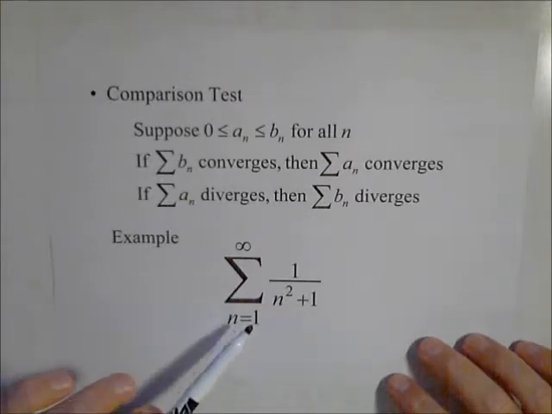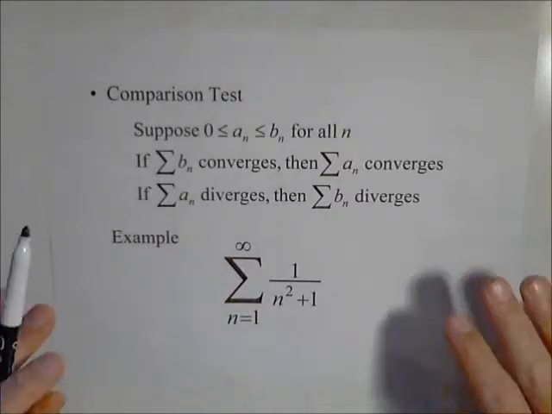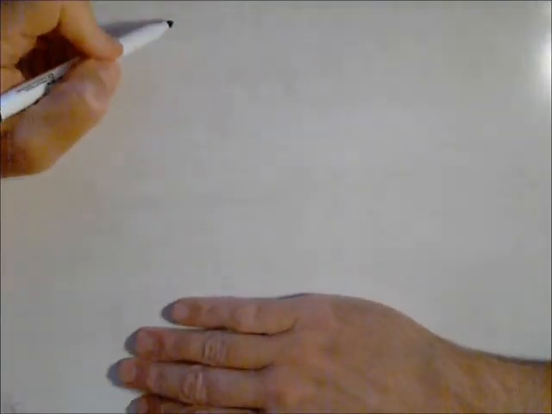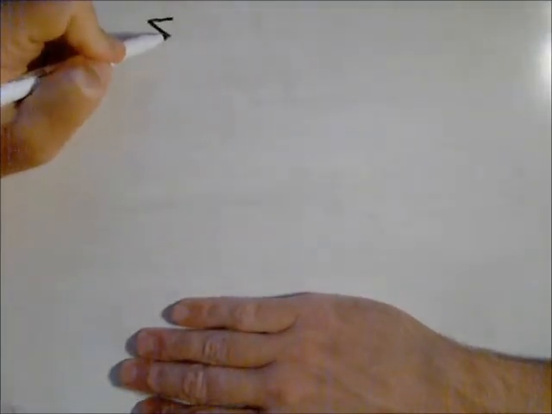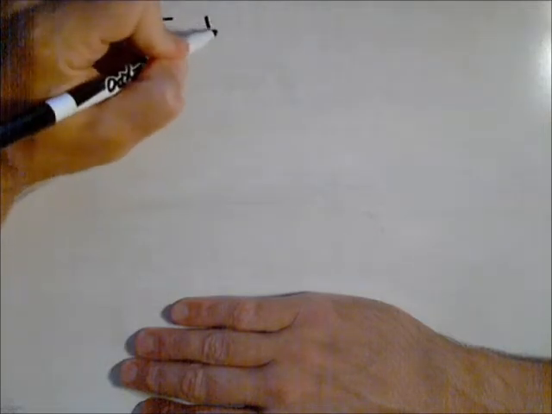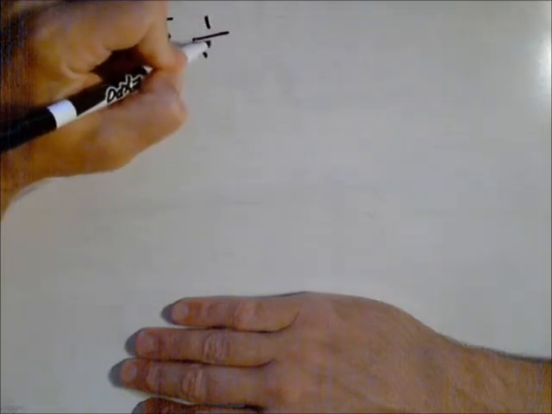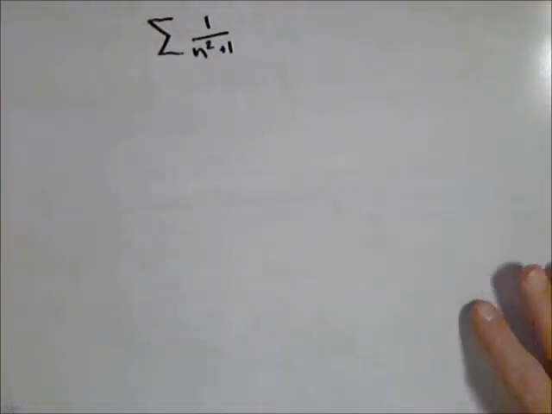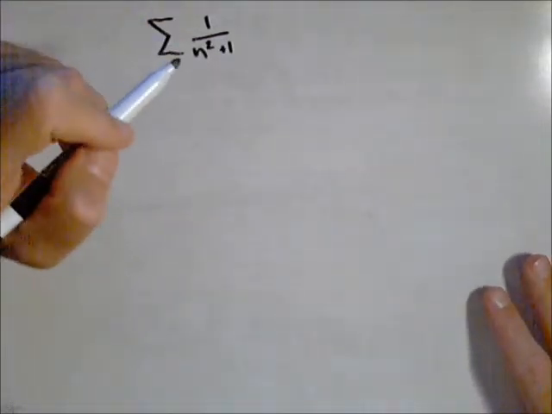So we're looking at the series from n equals 1 to infinity of 1 over n squared plus 1. We notice that this is really close to 1 over n squared, which we know is convergent. That can be shown a couple different ways. One way is with the integral test. Actually, it's not a bad integral, but I want to practice using the comparison test.